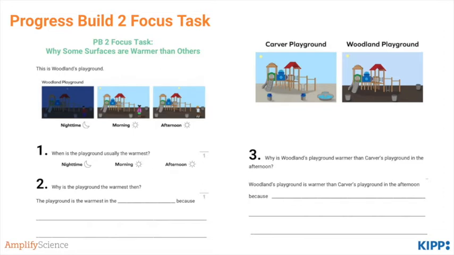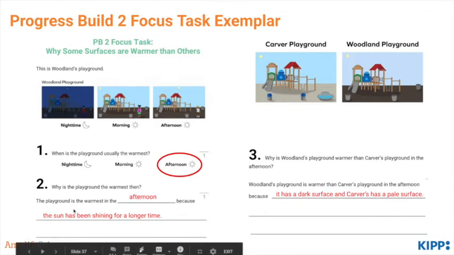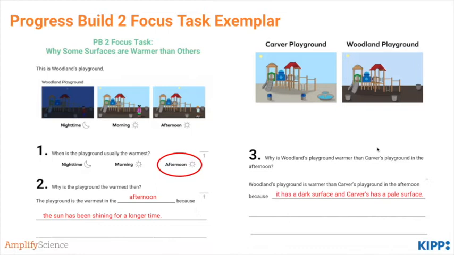Pause now. Great, here are the answers. You should have marked afternoon because the sun has been shining for a longer time, and you should have explained that Woodlands Playground is warm in the afternoon because it has a darker surface on the ground.